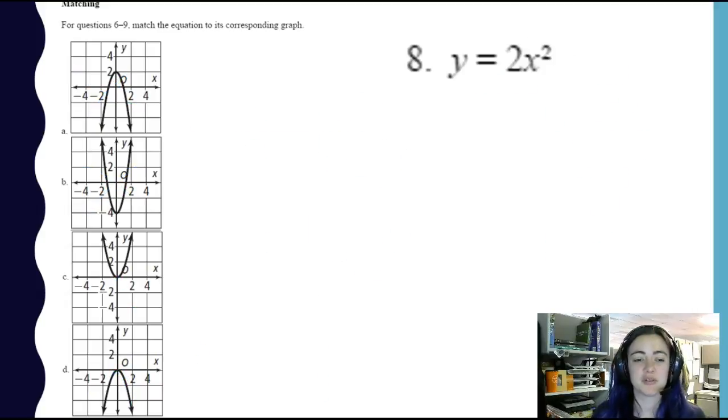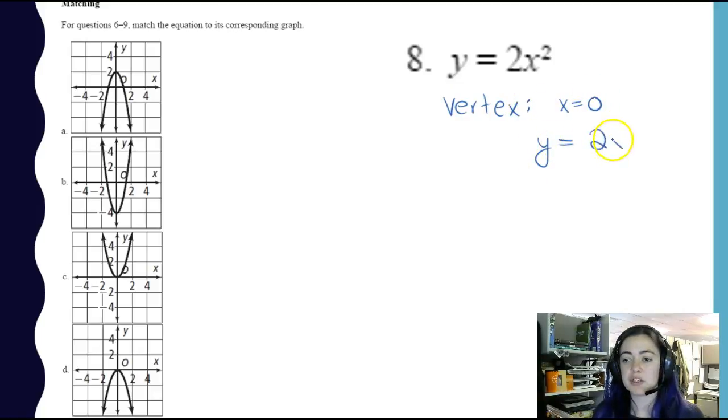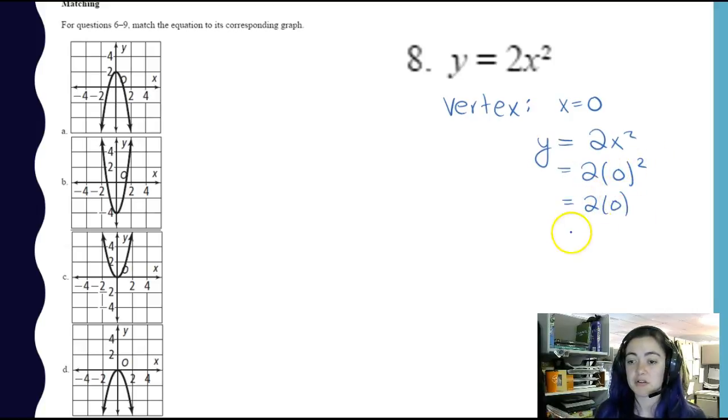For number 10, we're still doing the same general idea. We're just trying to match. So let's start with our vertex again. That's worked out at least a couple times to help us eliminate. So when x is equal to 0, what's y? y is equal to 2x squared. Substitute in 0 for x. Following order of operations, 0 squared, so 0 times 0 is 0. So 2 times 0 is 0. So our vertex again is 0, 0. Since that's right there, A does not work out. B doesn't match. Still could be C or D.